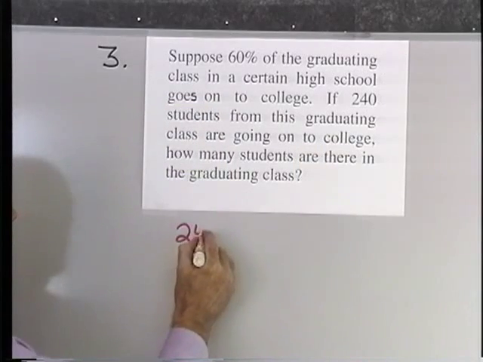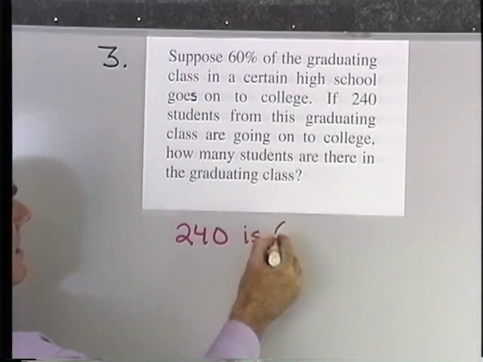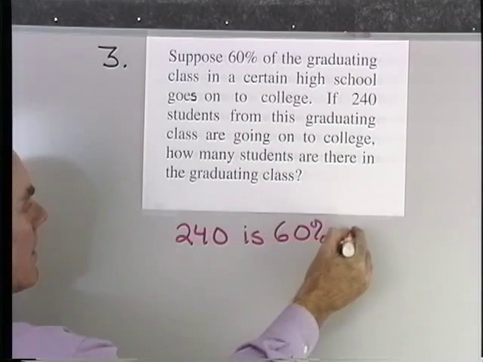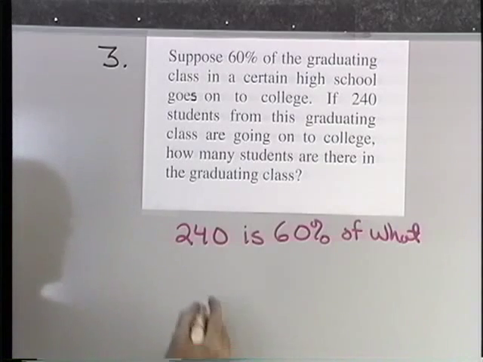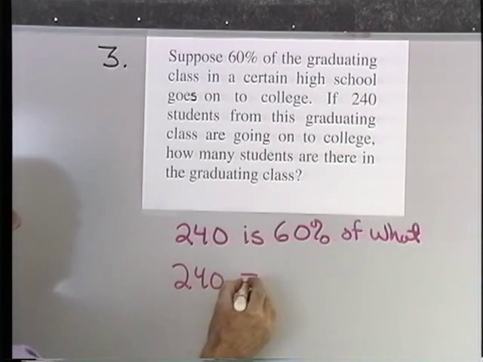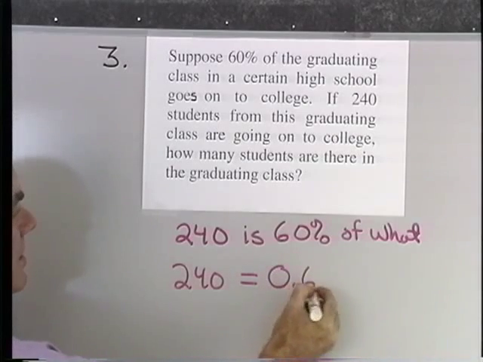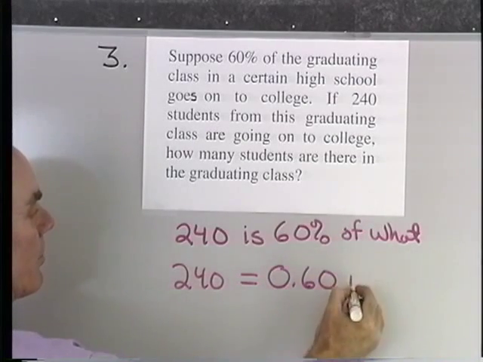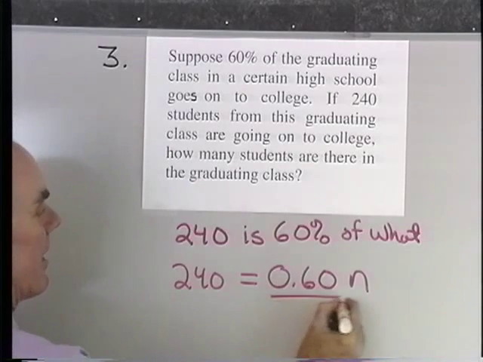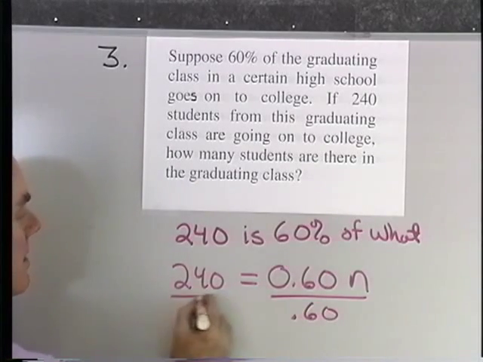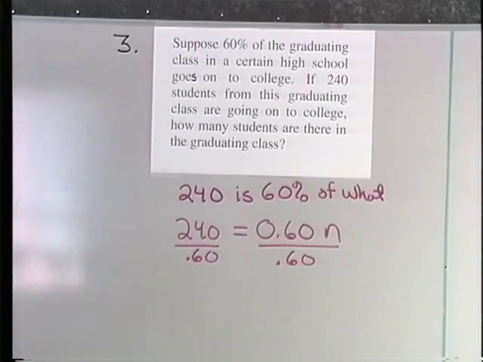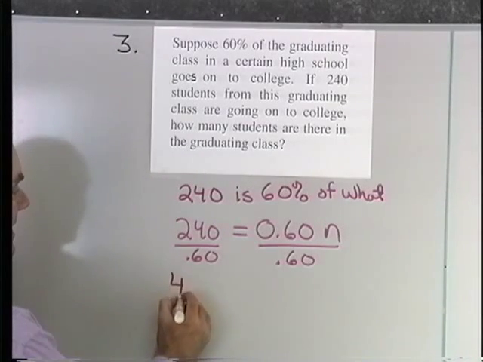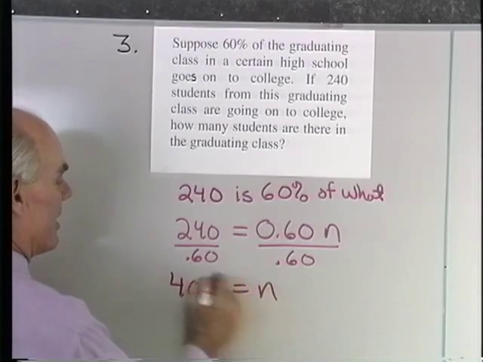240 is 60% of what number? So I translate this, 240 equals 60%, 0.60 of what number will be times n. Divide both sides by 0.6, and then I end up with, let's see, 240 divided by 0.6, that comes out to be 400. So I end up with n equal 400.